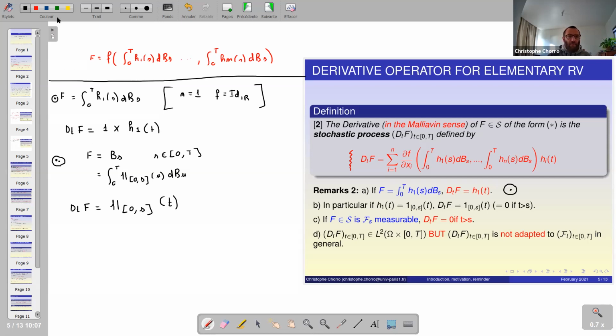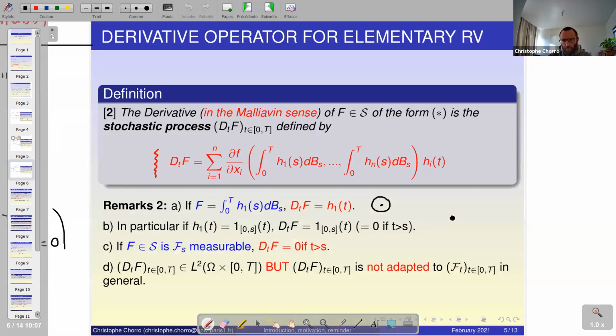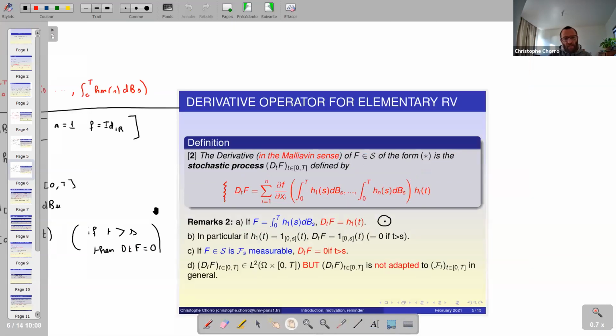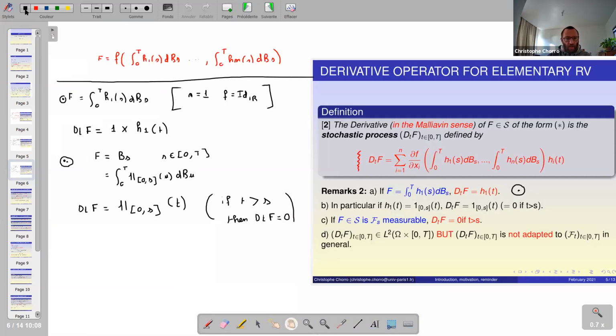Okay? And in particular, I can remark that if t is strictly greater than s, then in this situation, D_t of f is equal to 0. Okay? So I have this one for the Brownian motion. That is my second remark here. Okay, so let's erase what I have written here. You will have it on the previous slide.